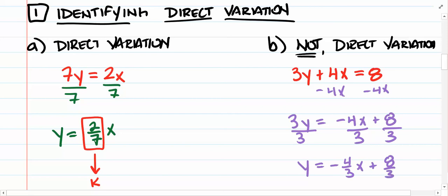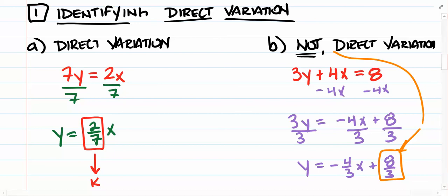So you can see the difference between the two, right? The difference between part B and part A is the fact that I have this extra constant term on the end. This part right here is what makes it not direct variation. If that wasn't there, then I would have only y equals negative 4/3 x, and then it would be direct variation. But because I have this constant 8/3 on the end, I do not have direct variation.